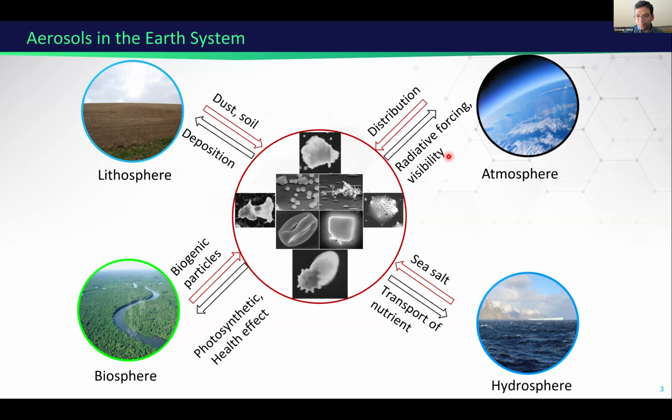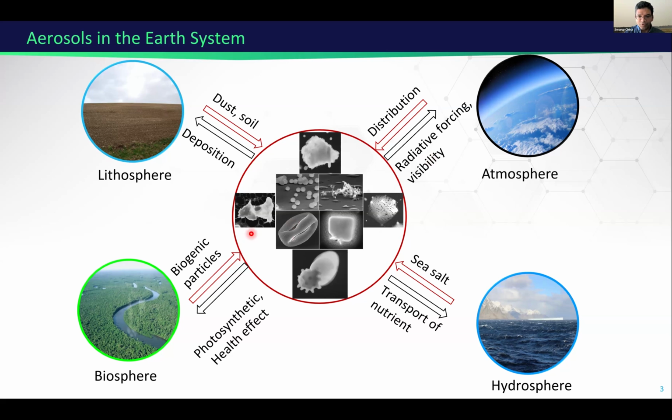And the atmospheric component that we're really interested in is the visibility and the radiative forcing, meaning how atmospheric particles interact with the sunlight and affect the radiation budget, and also how they interact with the clouds and affect the solar energy.